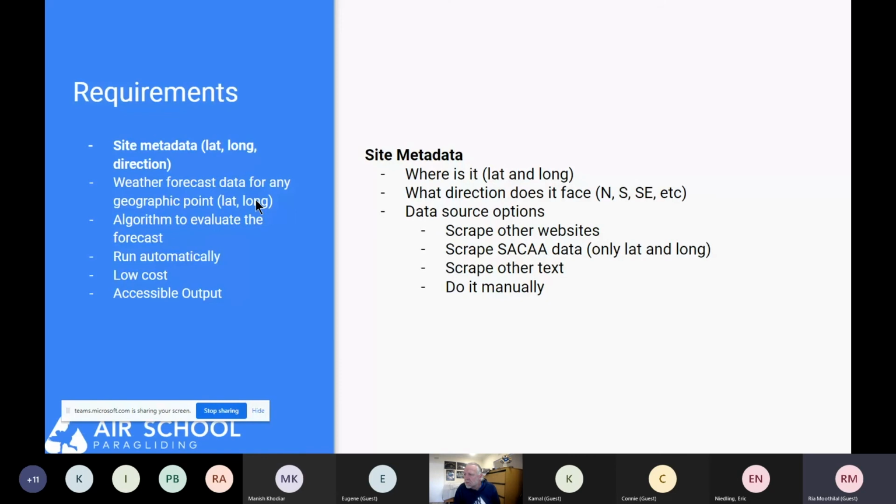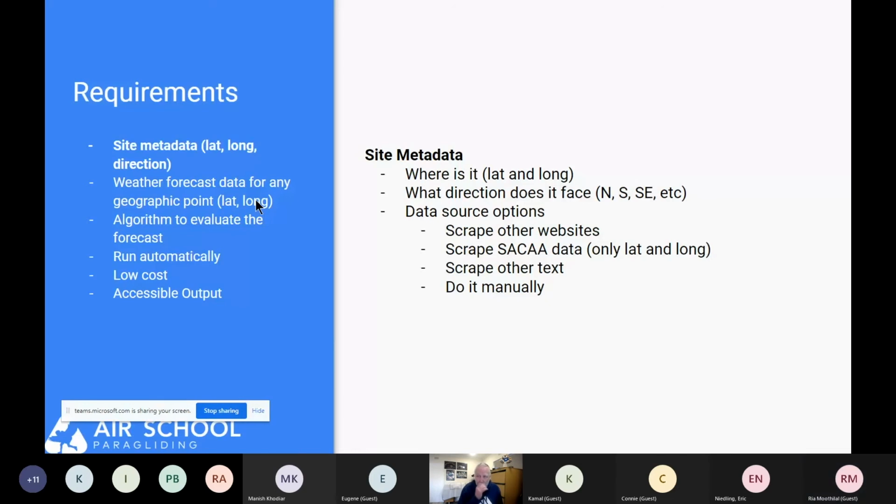Okay, let's talk about these requirements. Go into them a little bit. In terms of the site metadata, where is it? Latitude and longitude. Direction, does it face north, south, southeast, and so on.